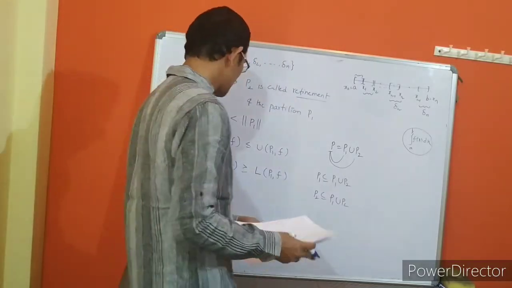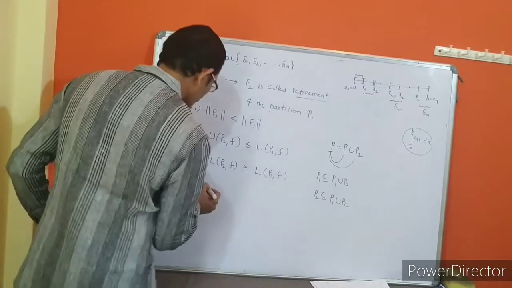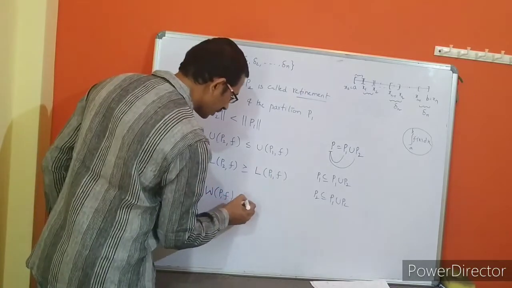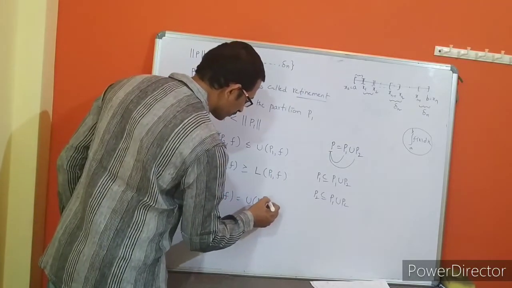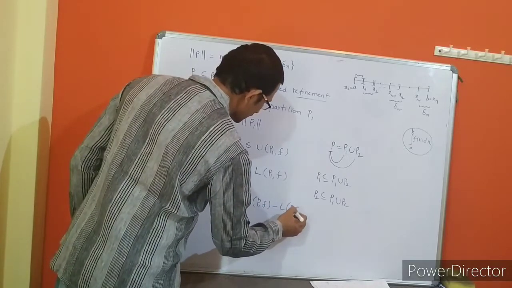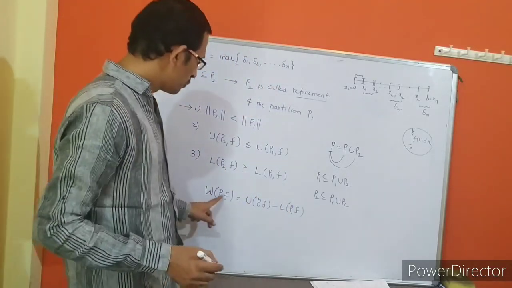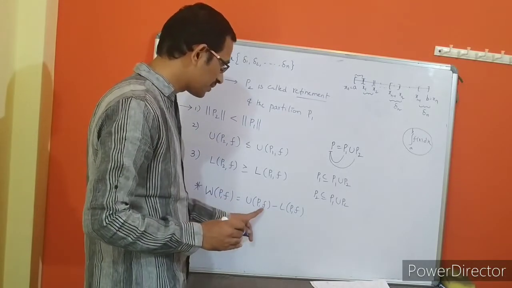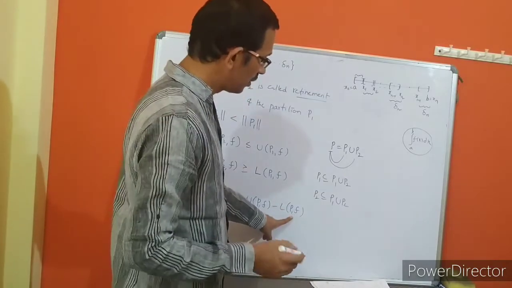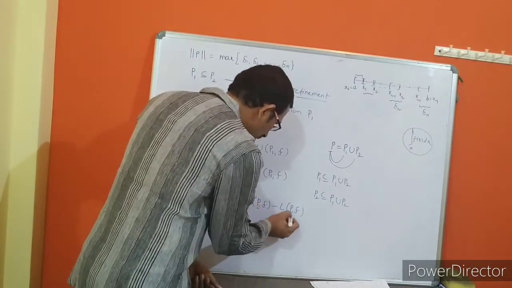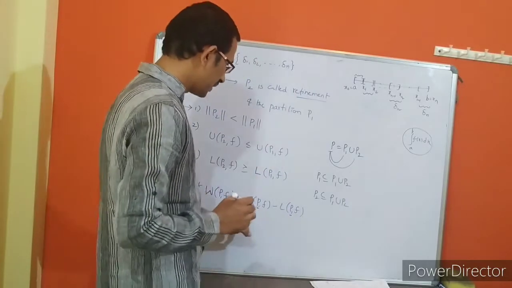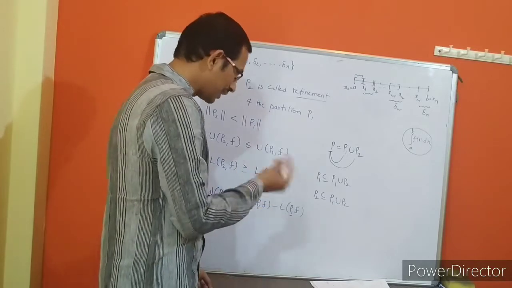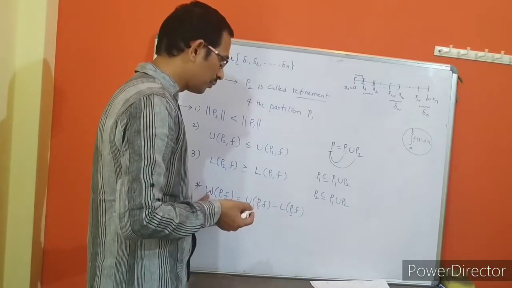Okay, and there is also a small notation called WPF. What is WPF? WPF is nothing but UPF minus LPF. That is the difference. WPF, please remember this. WPF is nothing but the difference between the upper Riemann sum and the lower Riemann sum for a particular partition. For a particular partition, P is fixed here. So take a partition, find UPF, find LPF, find the difference. That is nothing but WPF.